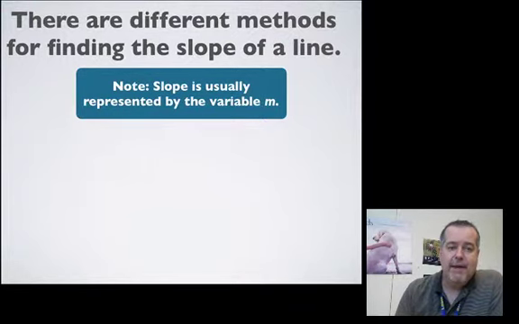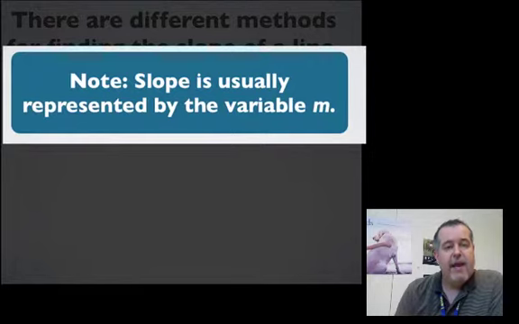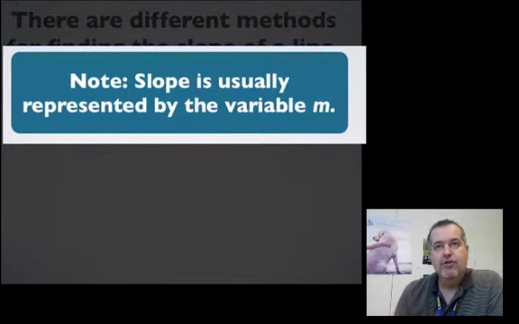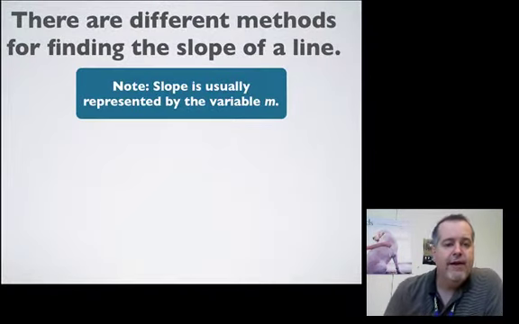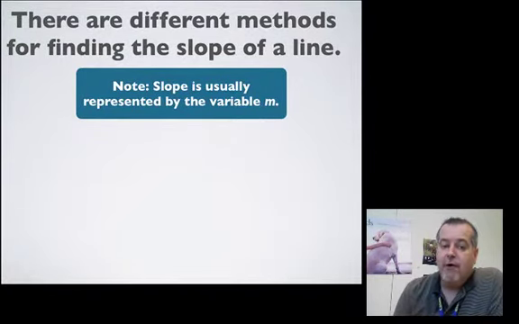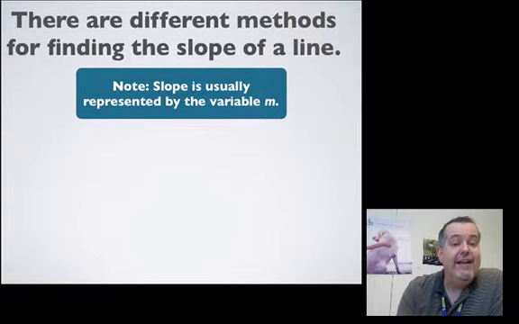And something to keep in mind as well is that from here on out, whenever your math book or some sort of problem on a worksheet or a test is talking about slope, slope is usually represented by the variable m, and you'll usually be solving for m, or if m is equal to such and such, what are some possible coordinates. So from here on out, when you see m, it's going to mean slope. So let's take a look at our different methods for finding slope, or finding m.